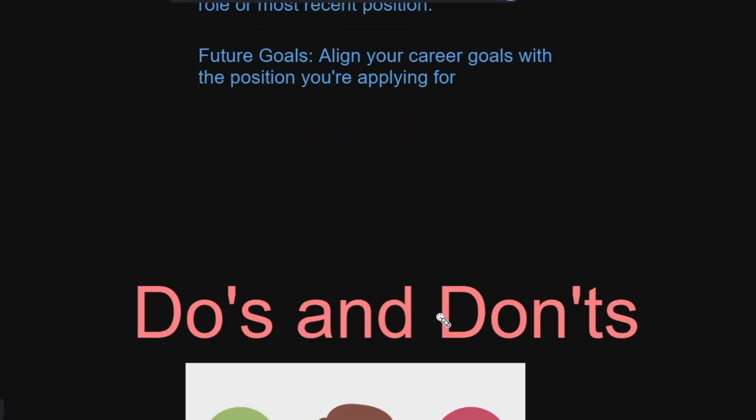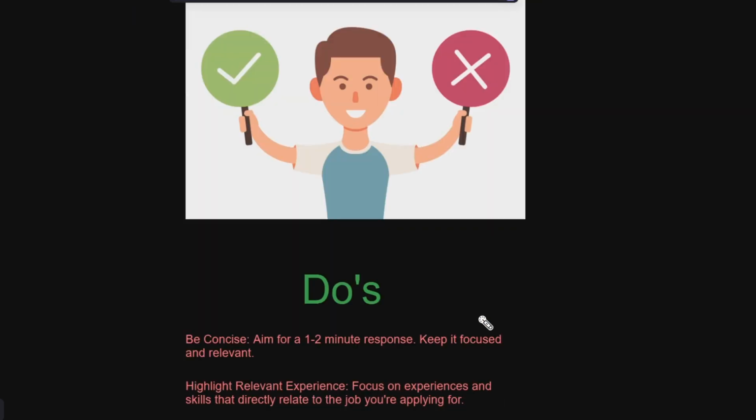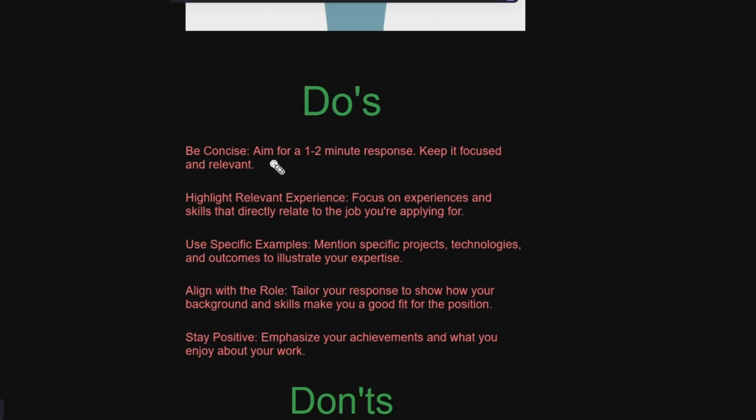Now let's discuss what the do's and the don'ts are. Do's: first, be concise. Aim for only a one to two minute response and keep it focused and relevant. Focus on experiences and skills that directly relate to the job you are applying for, and mention specific projects, technologies and outcomes to illustrate your expertise. Tailor your response to show how your background and skills make you a good fit for the position, and emphasize your achievements and what you enjoy about your work. So: be concise, highlight relevant experience, use specific examples, align with the role and stay positive.